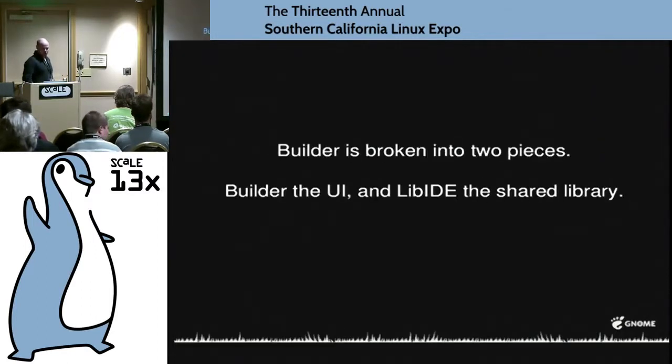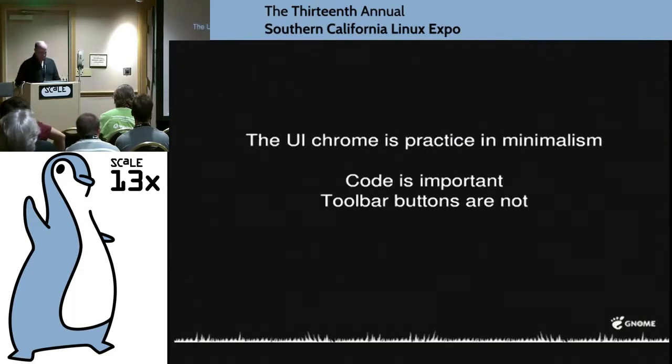So the real question is, what do we have today? Right now, Builder is being developed in 2 pieces. We have the UI, which is the editor and all the different component features you have. And then we have libIDE, which is an IDE as a library. That's kind of neat because it's a shared library. You can write your own tools around it and stuff.